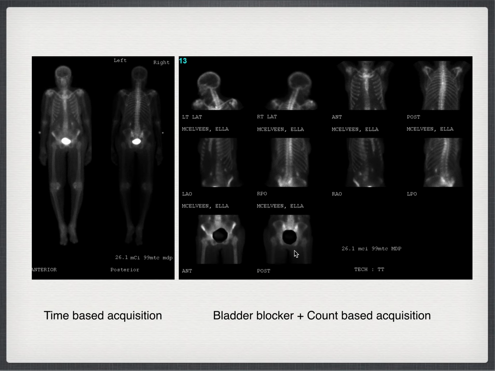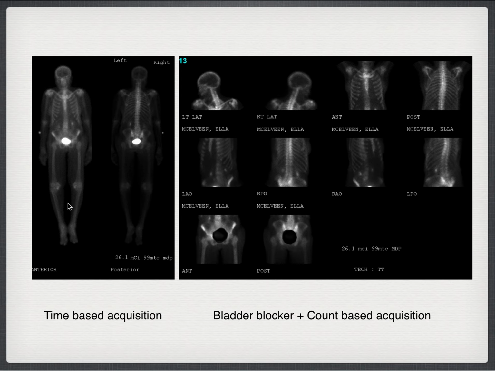So what we actually did is, since this patient can't empty the bladder, we put a bladder blocker. This is a sheet of lead between the bladder and the detector to decrease all of those counts hitting the detector. So this is not post-processing, this is actually a leaded blanket to prevent the counts. On the image on the left, we're doing a time-based acquisition. The image on the right, we're blocking the bladder and doing count-based acquisitions to acquire some images of the pelvis.